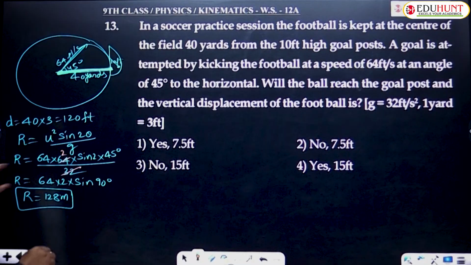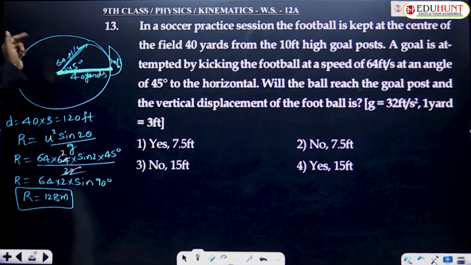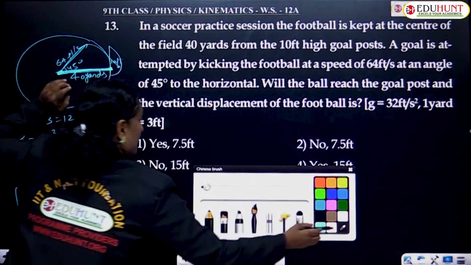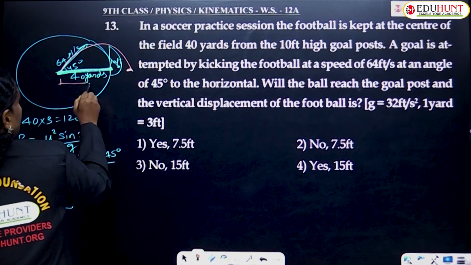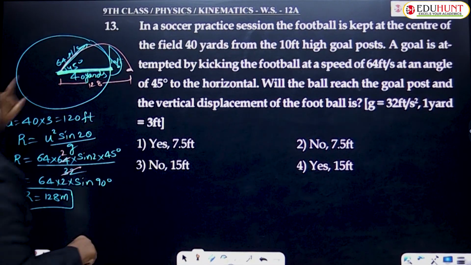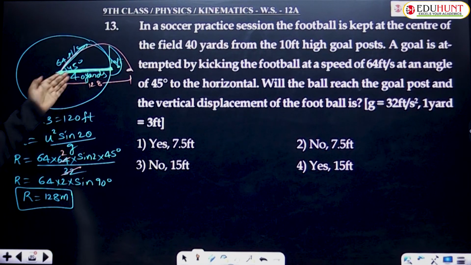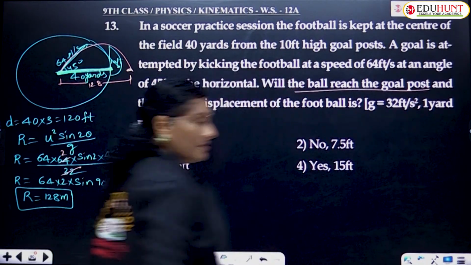So if the same ball is kicked with a speed of 64 feet per second at an angle of 45 degrees, it would have covered a distance of something like 128 meters. But the court is only at a distance of 120 meters. So is it able to cover the goal or not? Will the ball reach the goal post or not? Yes, of course.